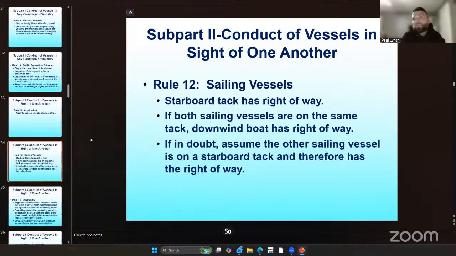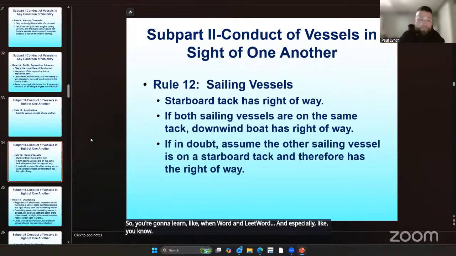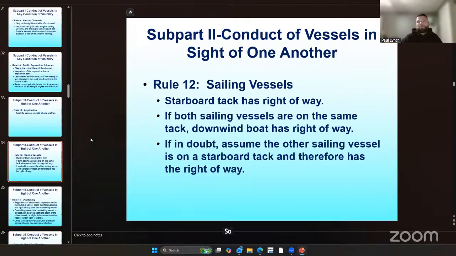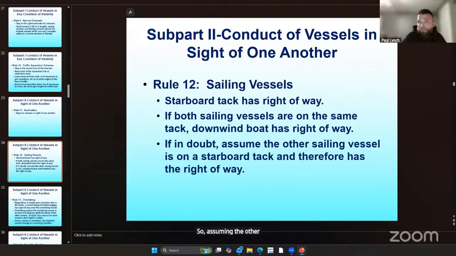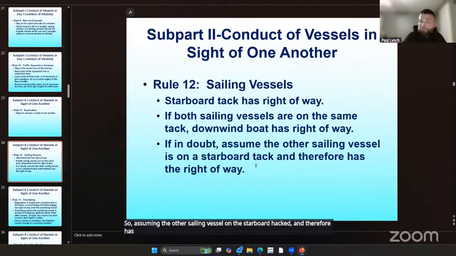So sailing vessels, the one on the starboard tack has the right of way. You're going to learn windward and leeward, and especially those terminologies. Sailing vessels are propelled by the wind, so the one windward would have to give the right of way to the one that's leeward because they have more maneuverability. So assume the other sailing vessel is on the starboard tack and therefore has the right of way.